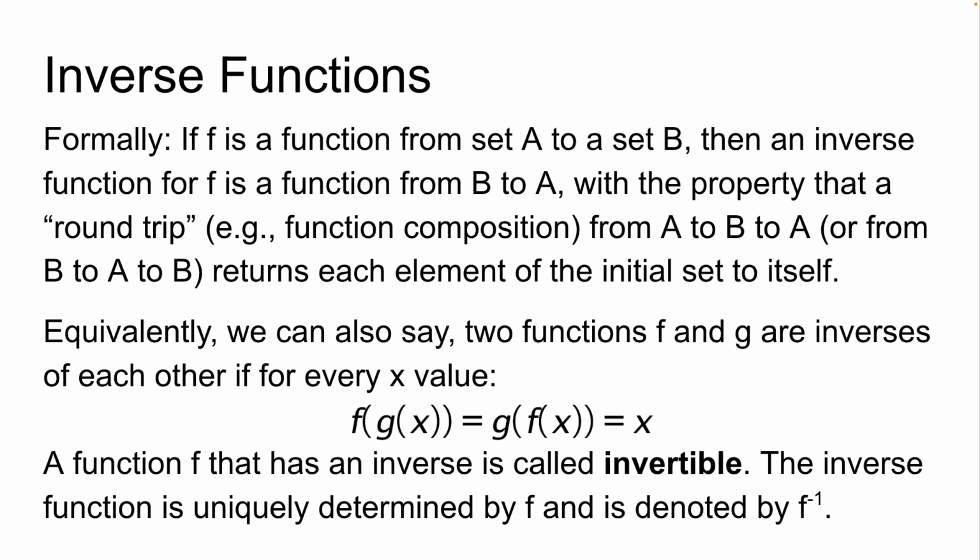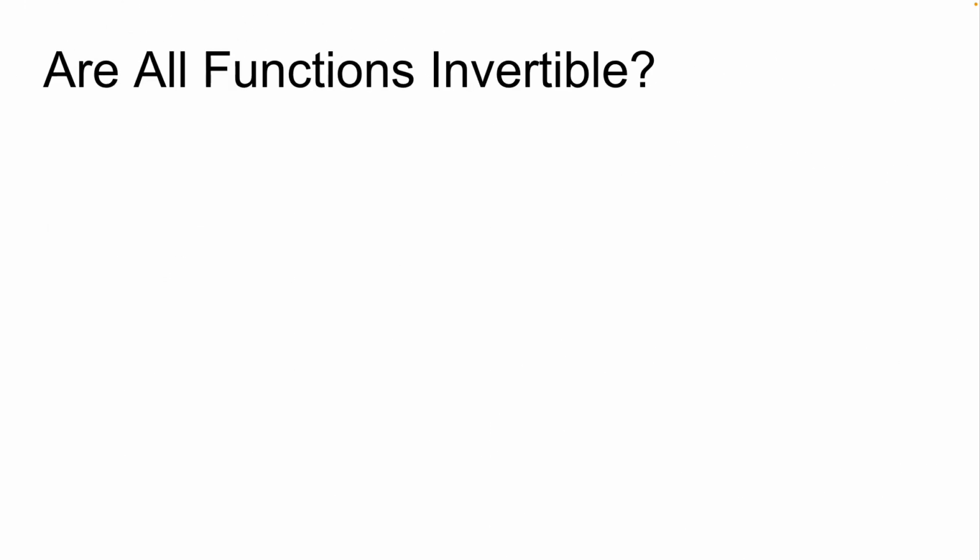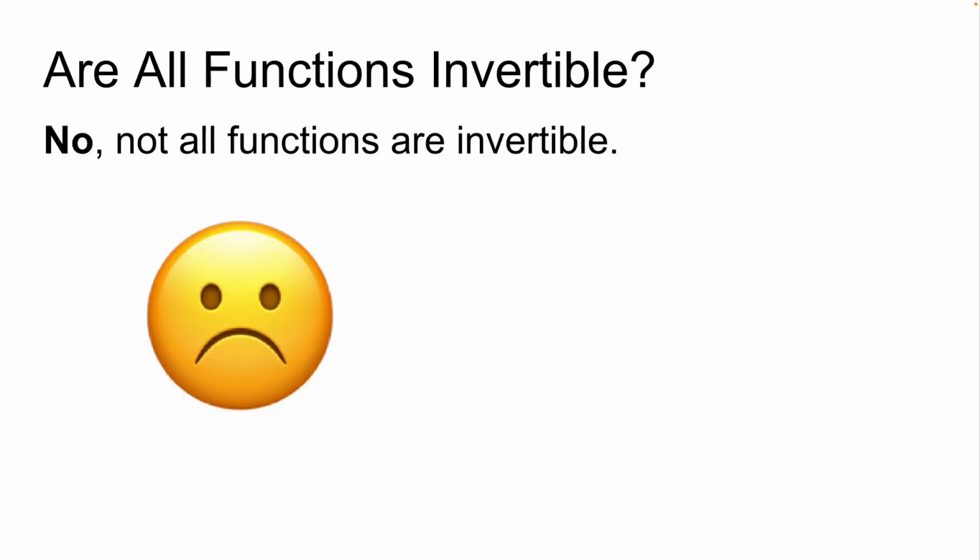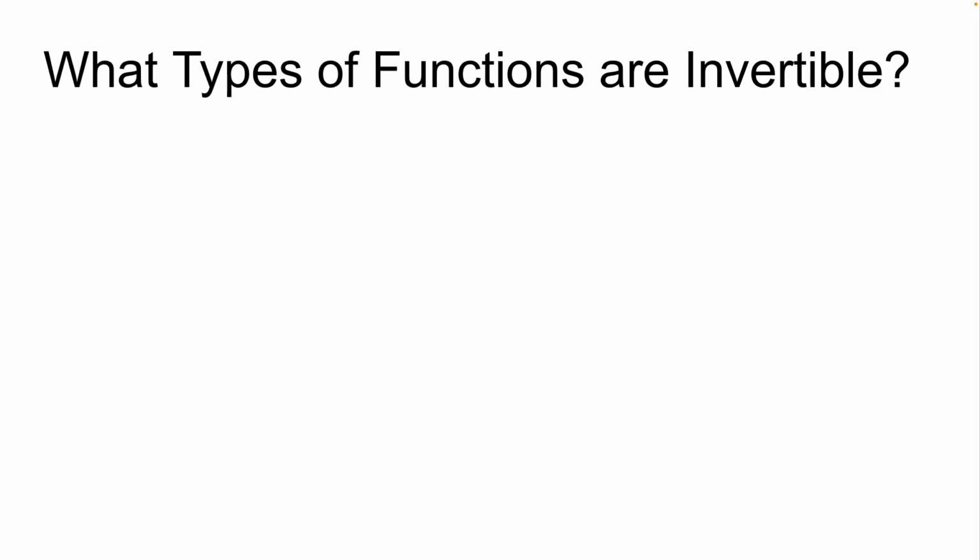A function f that has an inverse is called invertible. The inverse function is uniquely determined by f and is denoted by f raised to the -1 exponent, but that is read f inverse. You might be wondering, are all functions invertible? Sadly, no, not all functions are invertible. That usually brings up the next question: what types of functions are invertible?